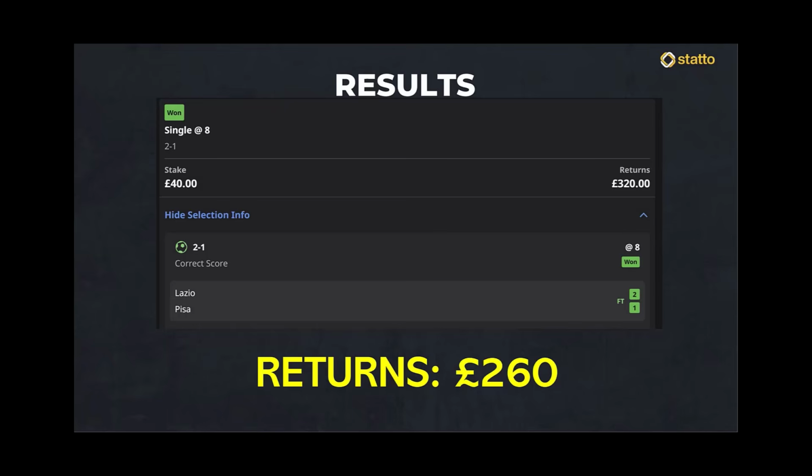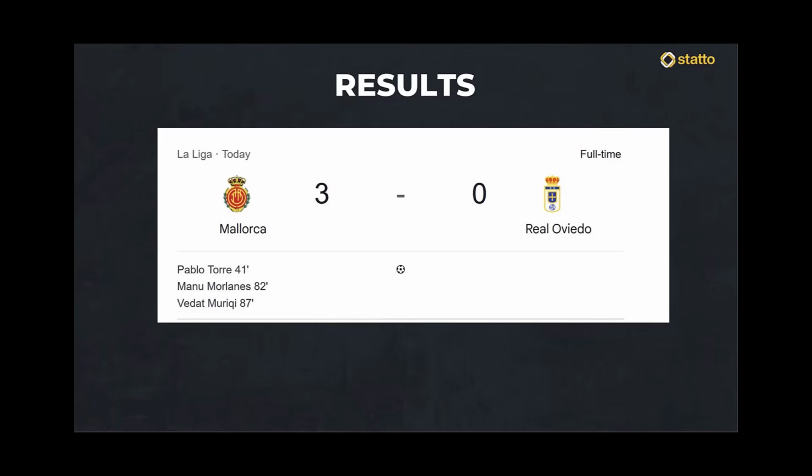The Lazio match finished 2-1 to Lazio. So that was one of our scores, and that gives us a profit on this one, with returns of £260 once we take away the staking on the other bets. And 2-1 was our anchor score.